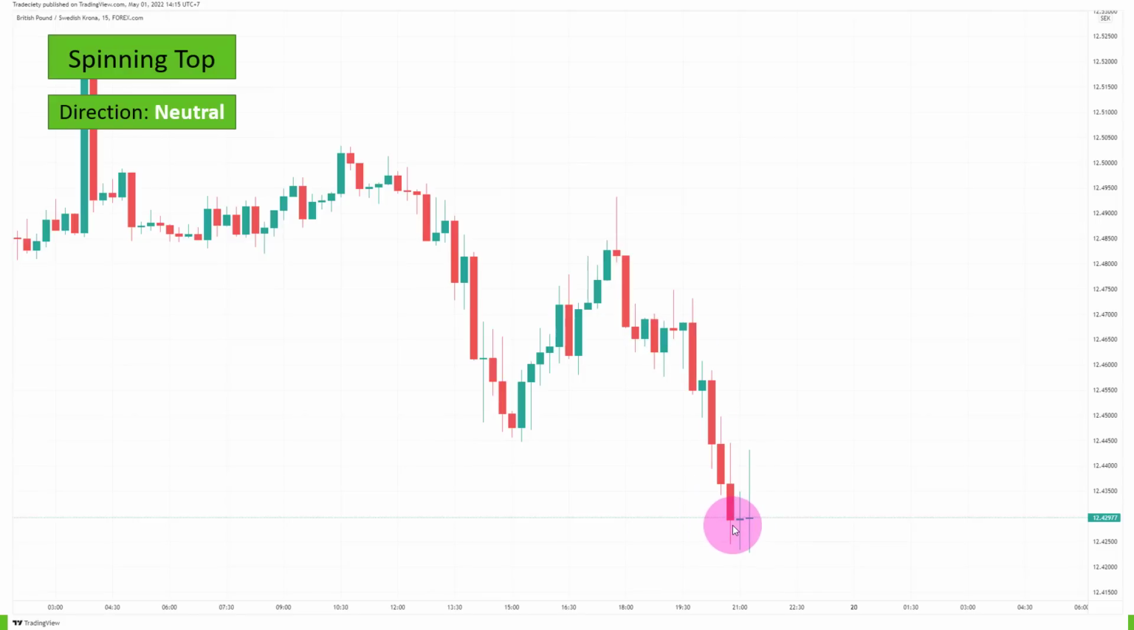And if you are short, I would maybe consider taking at least partial profits, maybe move your stop loss a little bit, because it is not a great sign, but it's also not a sign that should really threaten your trade. And if you are looking for a long opportunity, I would wait for one more candlestick to really see, okay, what is the market doing? In this case, it's a very neutral signal. It could go either way.